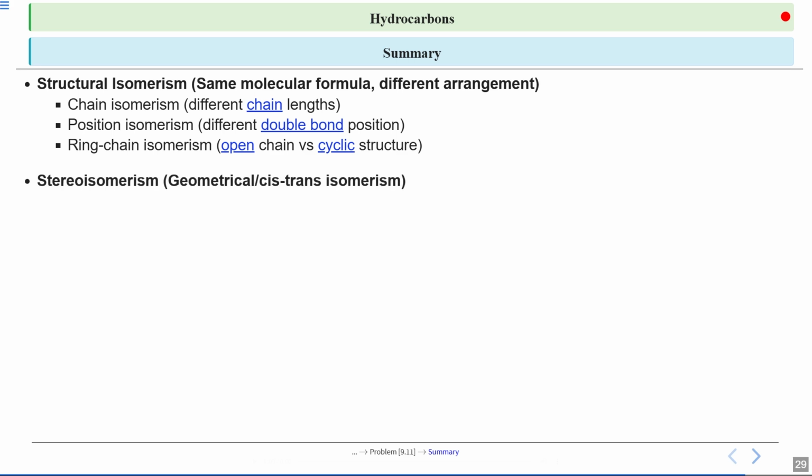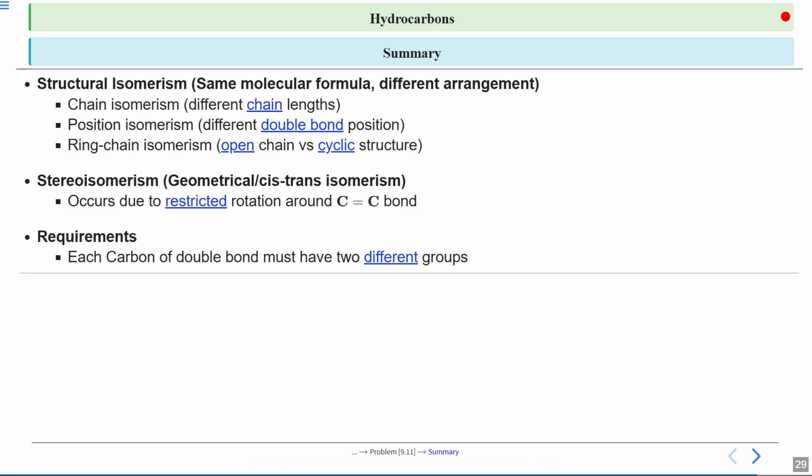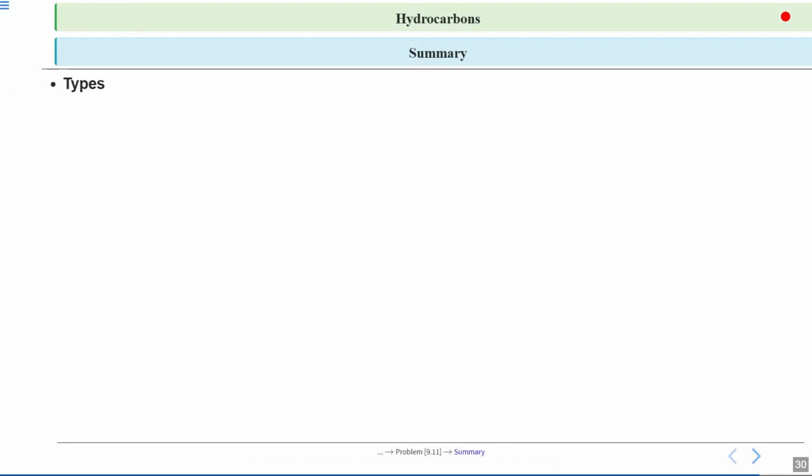Next we have stereoisomerism. The stereoisomerism shown by your alkene is geometrical isomerism or cis-trans isomerism. It occurs due to the restricted rotation around the carbon-carbon double bond, because the extra pi bond creates a resistance for the rotation. What is the requirement for an alkene to show geometrical isomerism? Each carbon should have two different groups, and only then can your double bonded carbon show cis-trans isomerism.